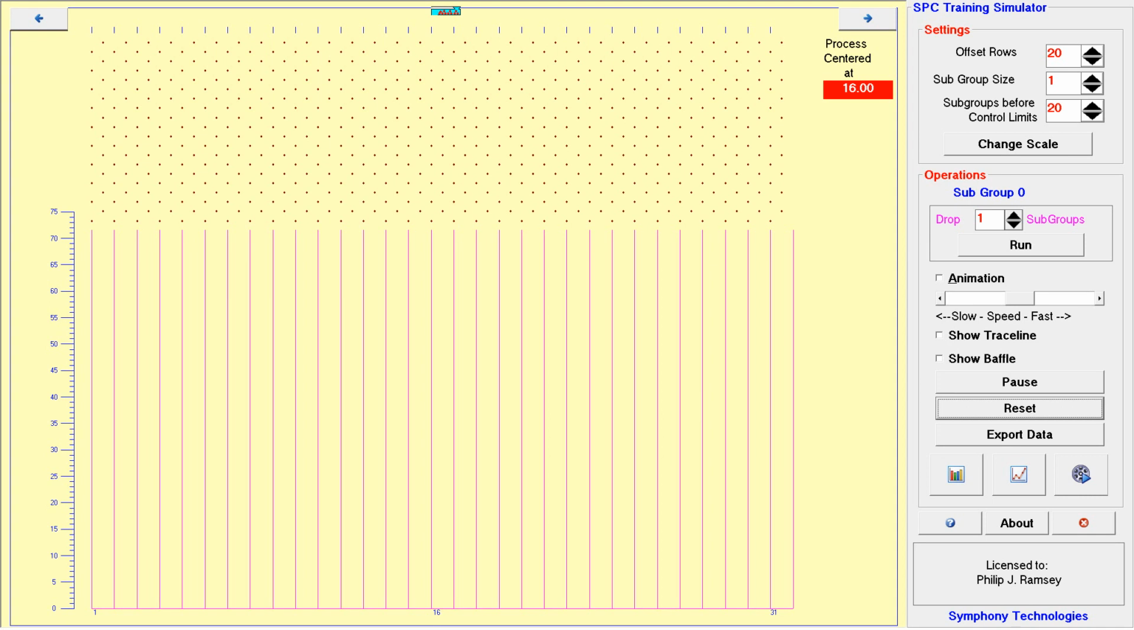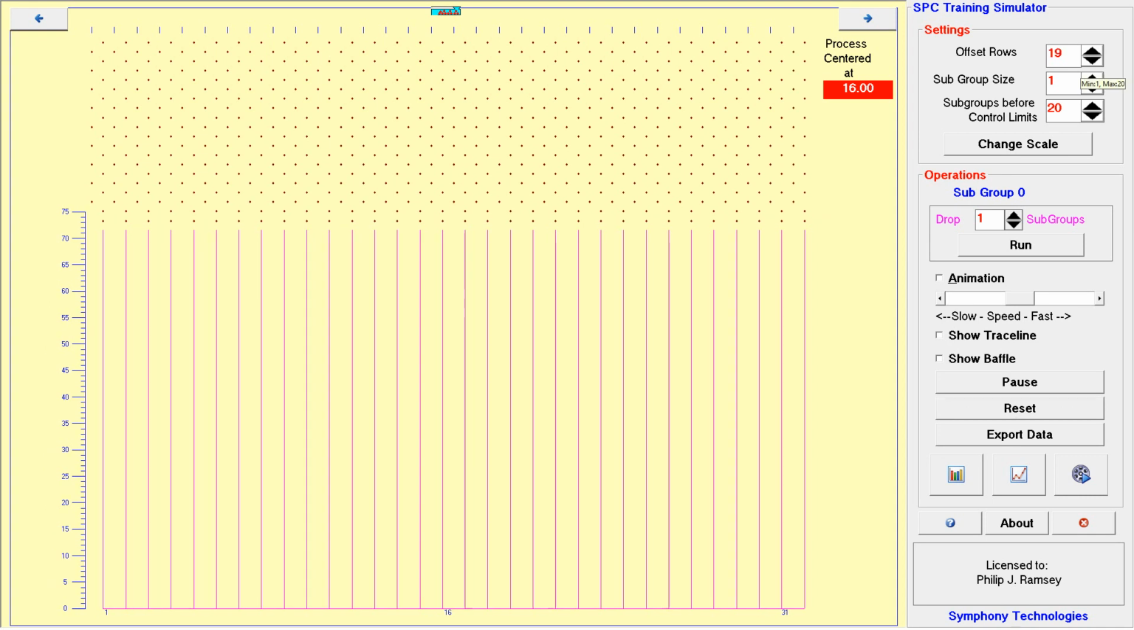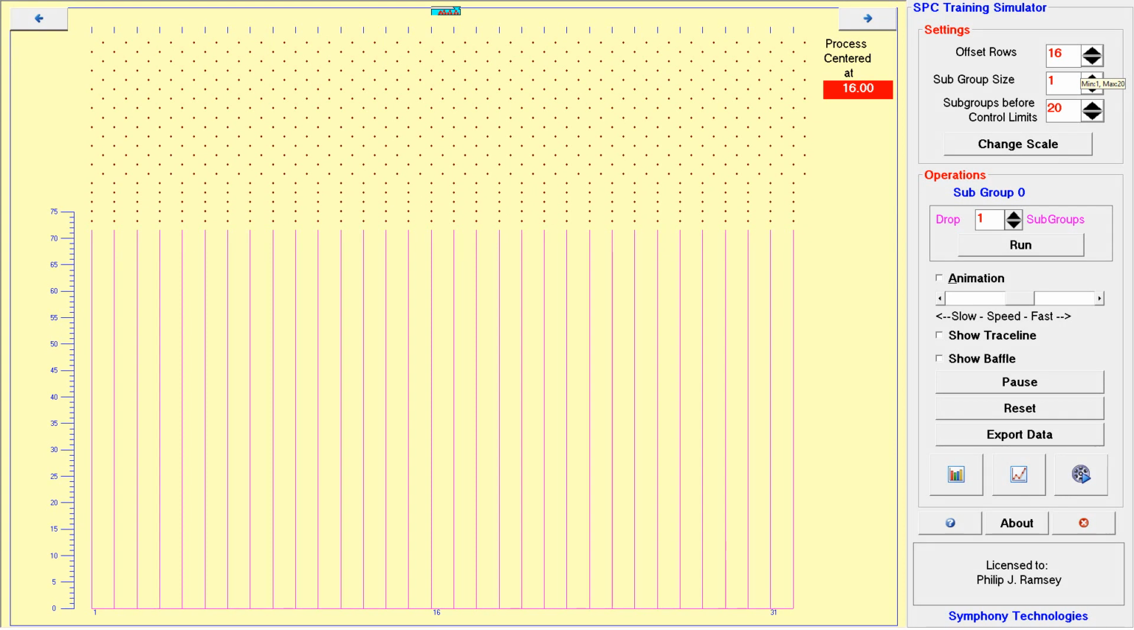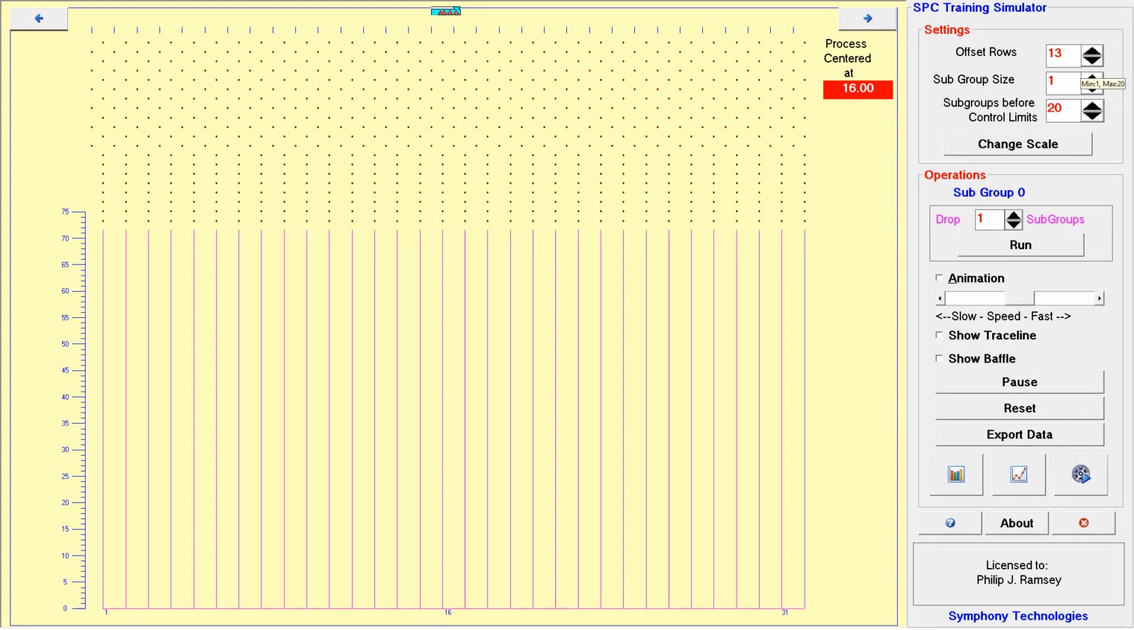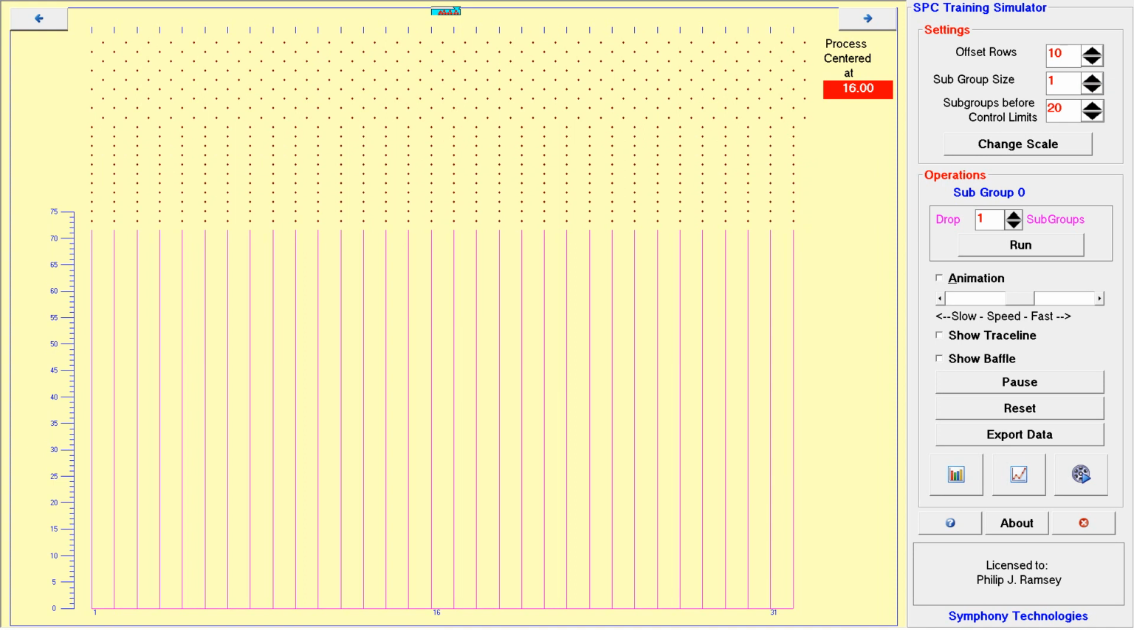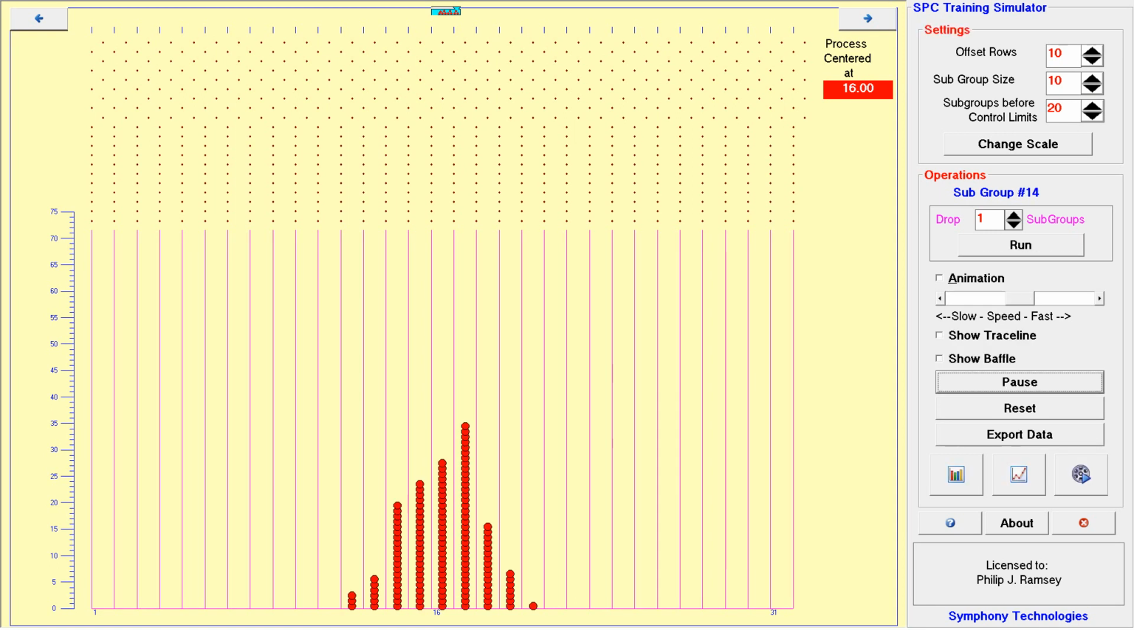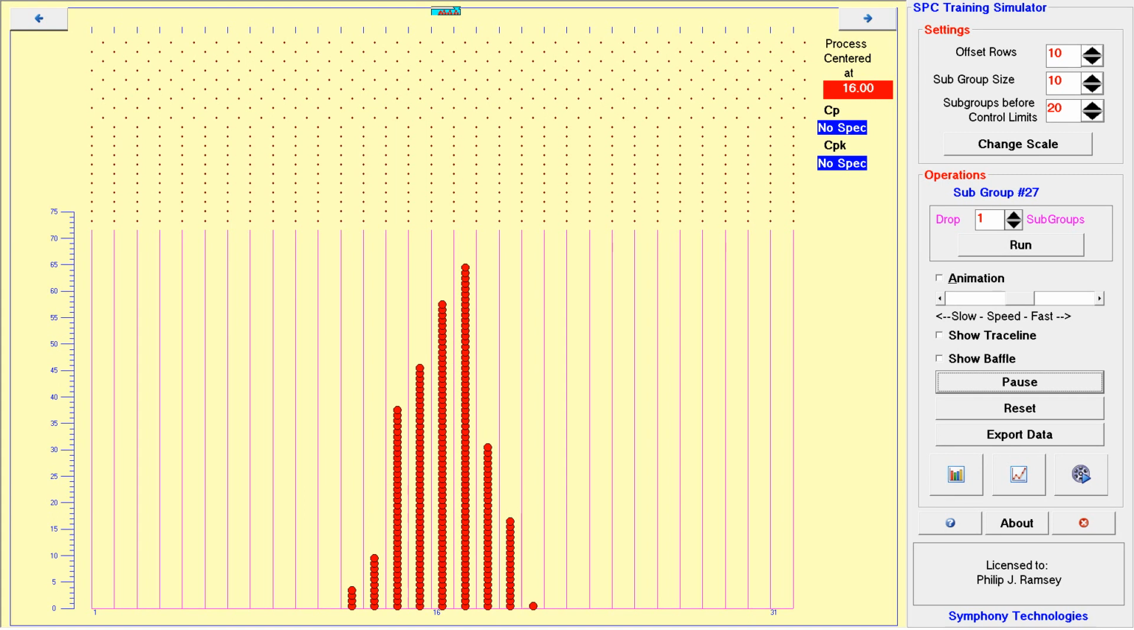So just to illustrate, I'm going to remove half of the rows of pins. I do that by simply aligning them. Then I'll drop a lot of beads, and let's see what happens. Although I think you can figure this out pretty quickly. Notice I'm centered at 16, but now my variation is roughly from around 12 to, let's see, 17, 18, 19, 20. I've reduced the variation.